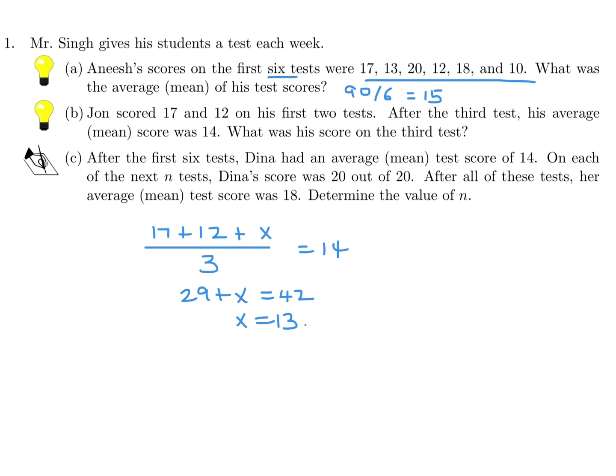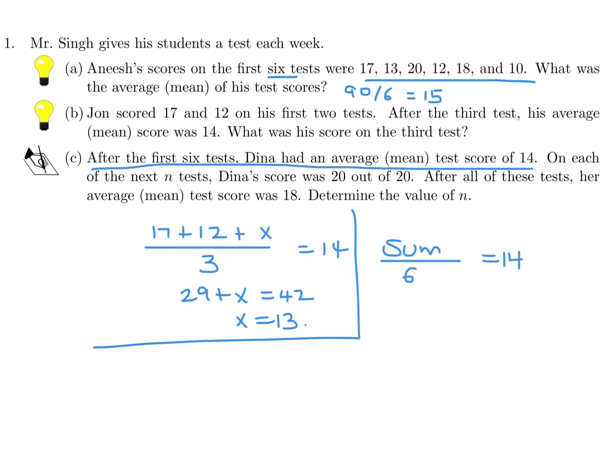After the first 6 tests, Dinah had an average test score of 14. On each of the next n tests, Dinah scores 20 out of 20. After all of these tests, her average test score was 18. Determine the value of n. So the sum of everything over the number of tests, which in her case is 6, is 14, at least the first part of the question. And then this sum basically is 84 if you cross multiply.